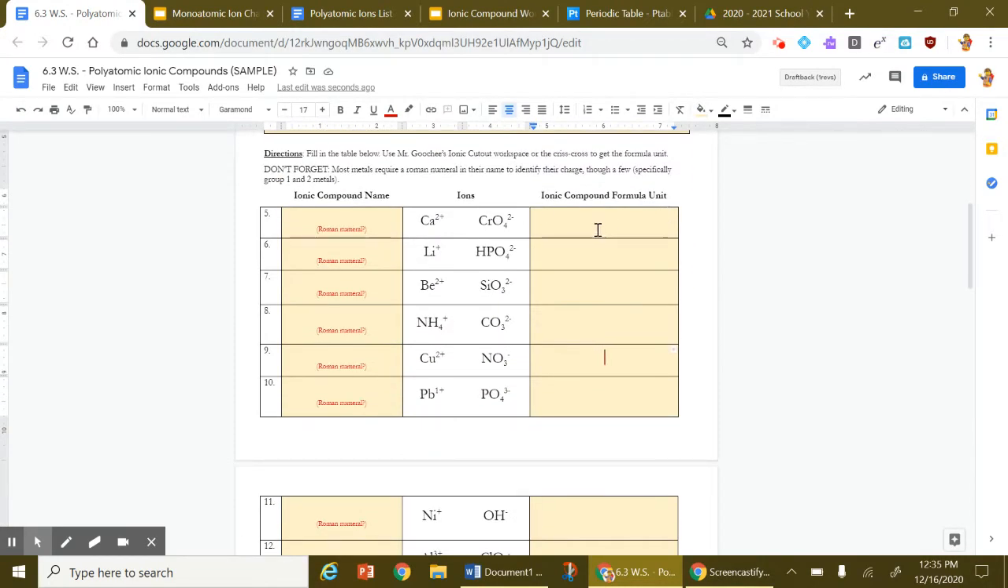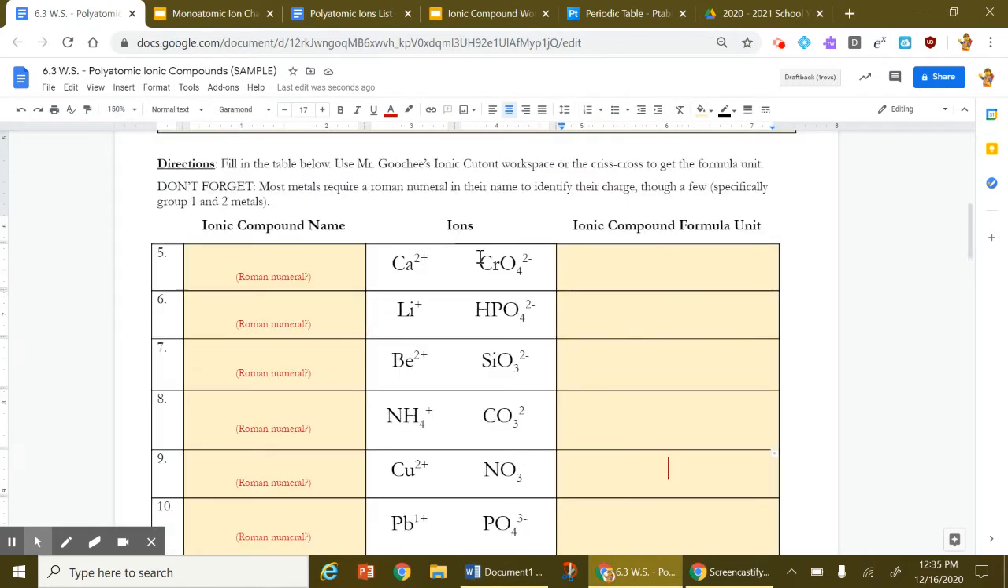The polyatomic ion. So I'm going to show you how to do ionic compounds with polyatomic ions. Guarantee it's easier than it looks, okay? You're basically doing the exact same thing you did before, just with more letters and numbers involved, okay? But it's no more complex, okay?